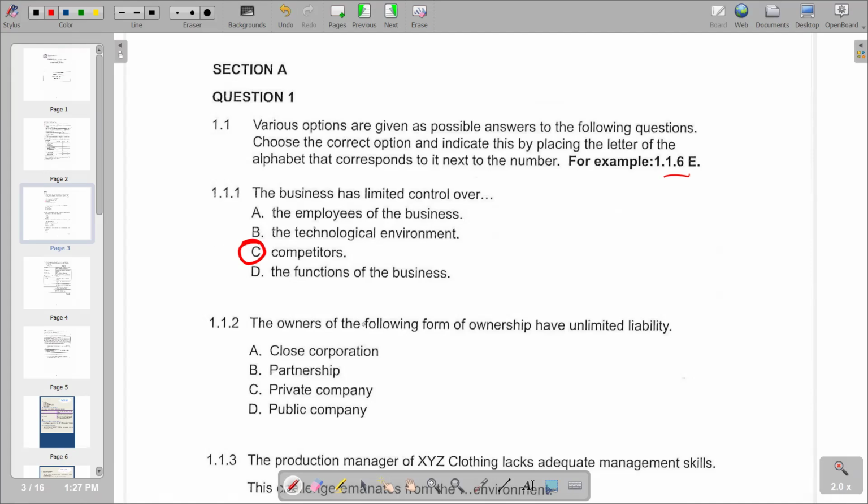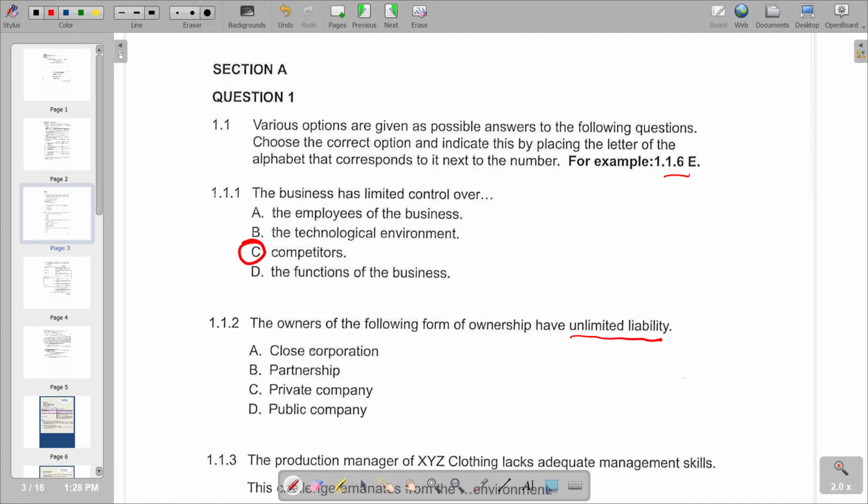1.1.2, the owners of the following form of ownership have unlimited liability. So basically, we need to understand what unlimited liability is. Unlimited liability means that any owners share responsibility of debts in the case that a business fails. So when the business fails, it means the owners' personal assets can be taken to settle those debts. That's the story of unlimited liability.